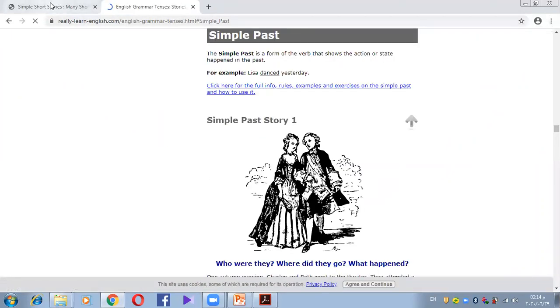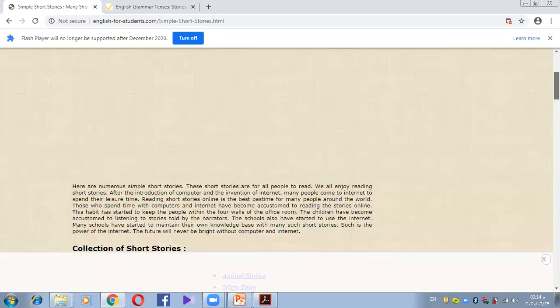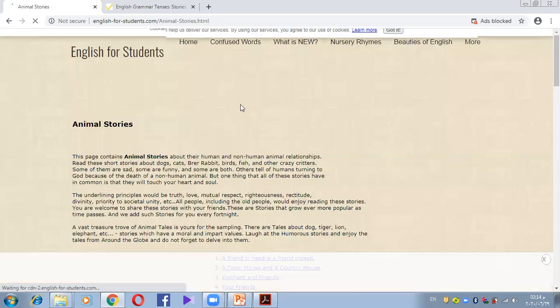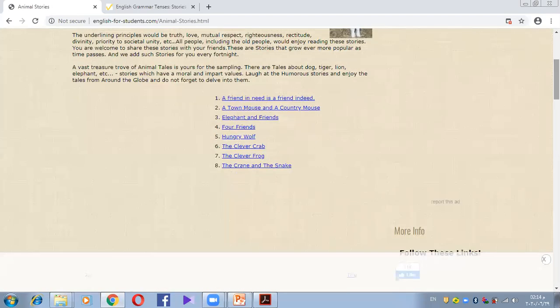Okay, this is the first one, simple short stories. You can find here a lot of stories: animal stories, fairy tales, moral stories, humorous ones, English stories, Roman, a lot of stories, classic fables. So animal, for example, animal stories. When you open one of them or you click on one of the links, you are going to find inside it a lot of different stories, sub-stories. So for example, 4 friends, elephant and friends, and so on.